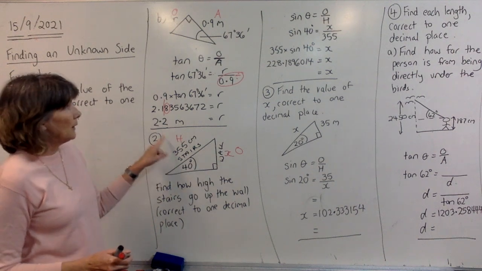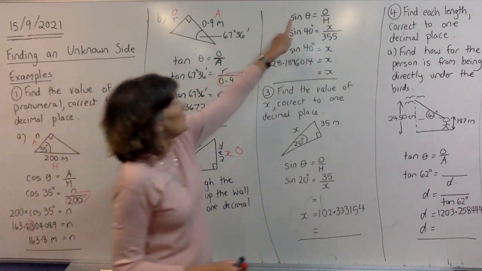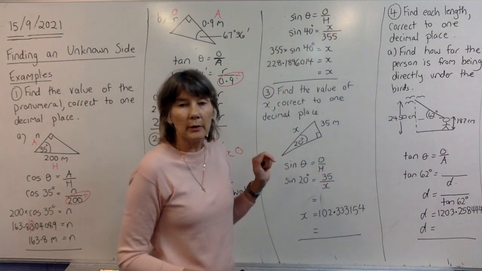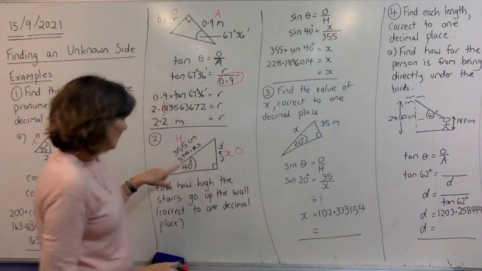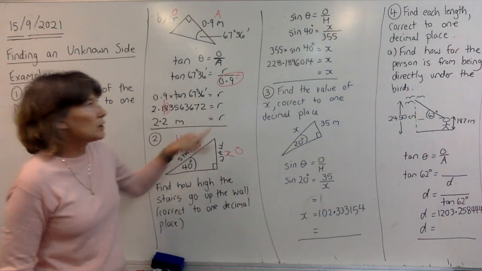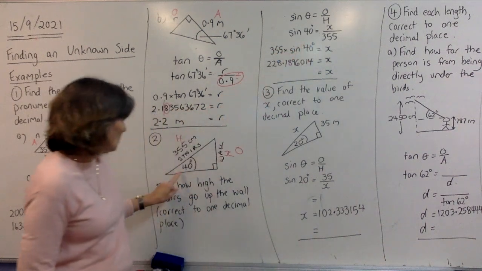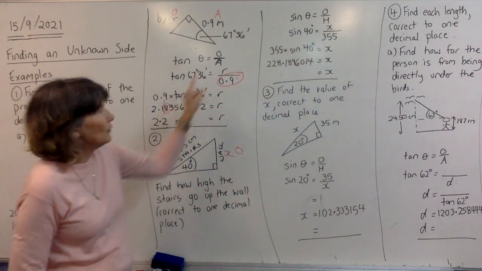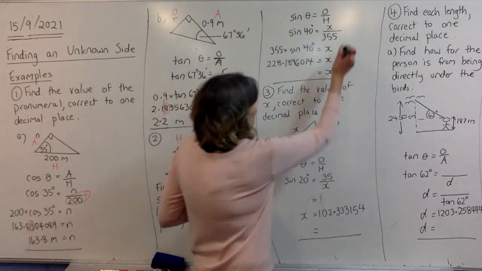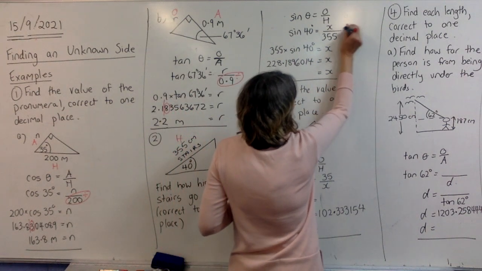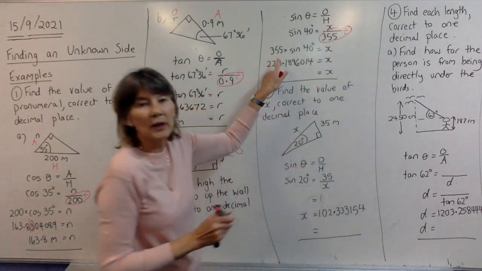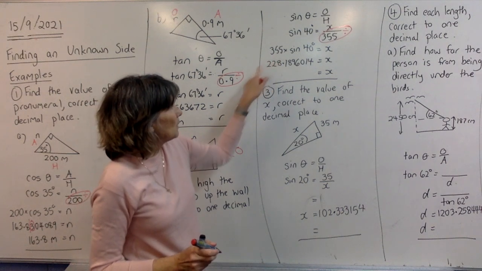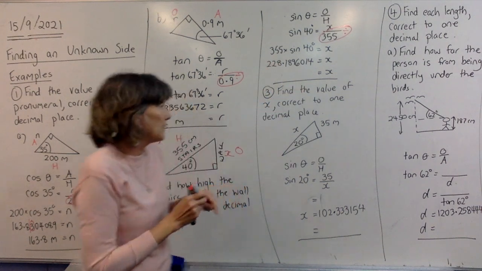So we're using O and H, which is sine. So we write our rule down, sine theta equals O over H. Our angle goes in after sine, so sine 40 degrees equals x over 355. Now you know what to do now. We're getting rid of this divided by 355. Come over here and times by it. Put in your calculator and you'll get that answer.